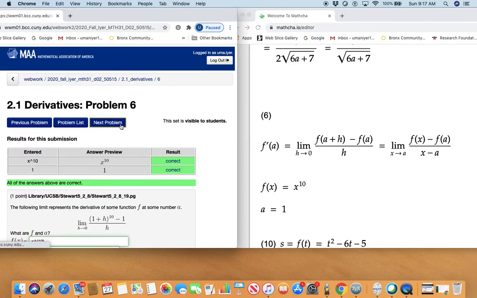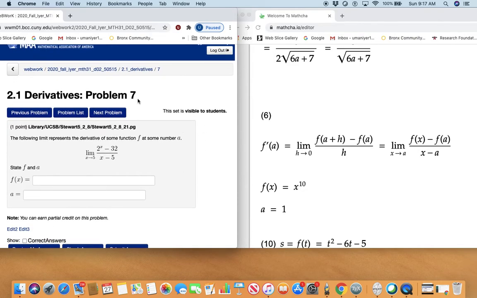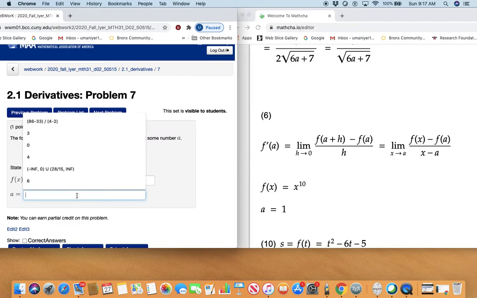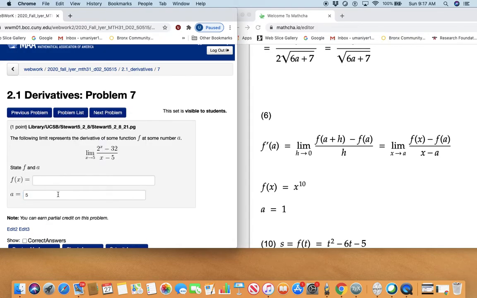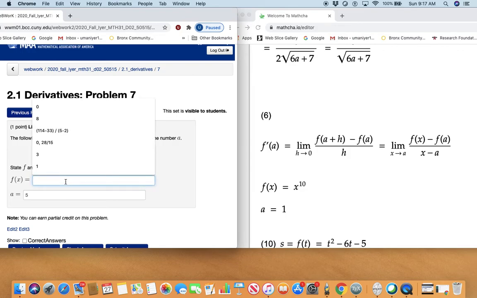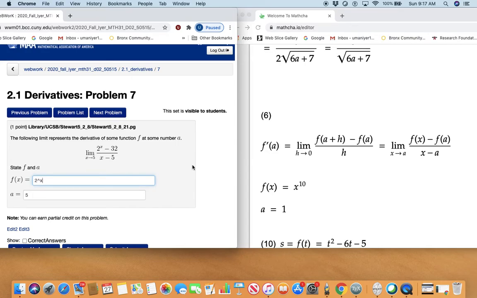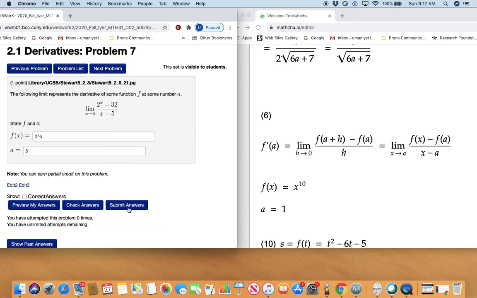Next question. Same situation. You have an expression here. What is the f? What is the a? Look, x is approaching 5, so I'm going to use the second option. x is approaching a, so that tells me a is 5. Once I know a, what is this? 2 to the x, that is my f of x. Make sure 2 to the 5 is indeed 32, so that's correct.